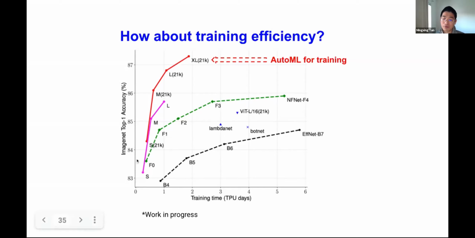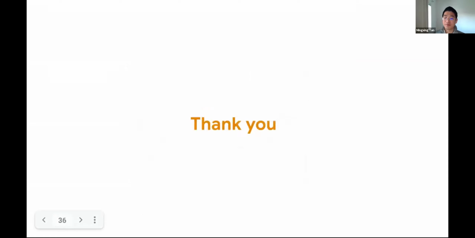This is a work-in-progress. It turns out that by leveraging this training MNAS, we can significantly speed up your training and get better accuracy. All right, that's pretty much my talk.